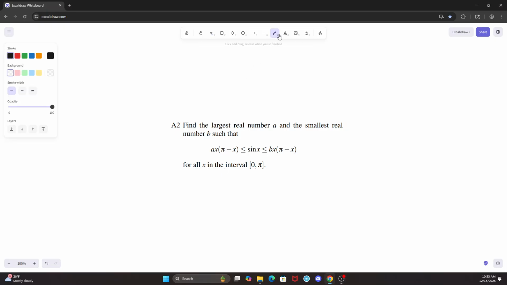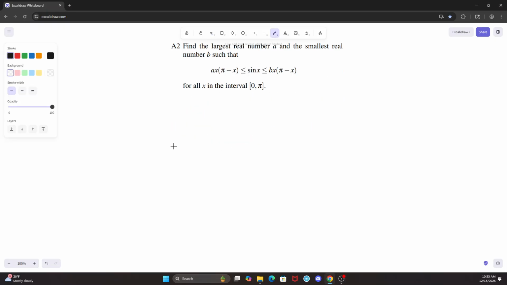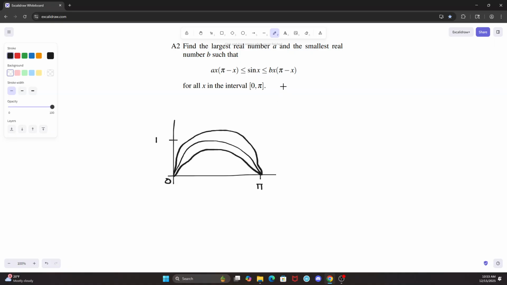To give a little bit more intuition as to what this looks like, it's nice to draw it out. From 0 to pi, sine x looks something like this, where it achieves its maximum at 1. Ax times pi minus x completely lower bounds it. The quadratic looks something like that. And bx times pi minus x completely upper bounds it, so the quadratic would look something like that. I want to find the largest a and smallest b that is able to do this.